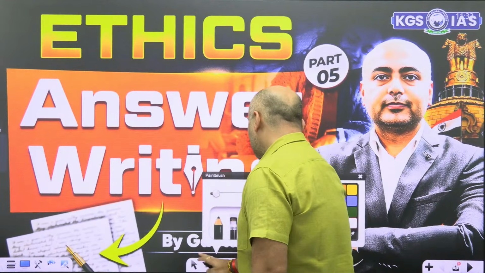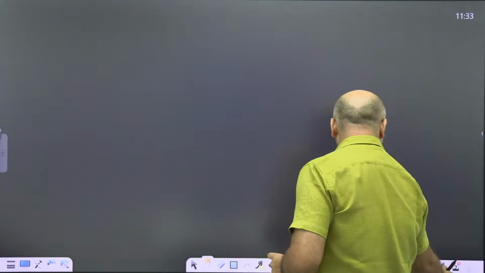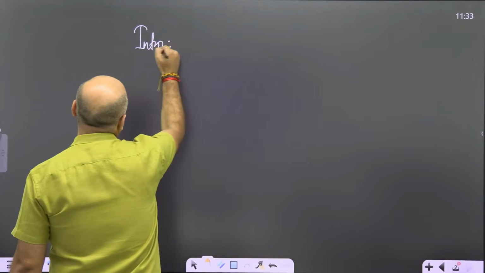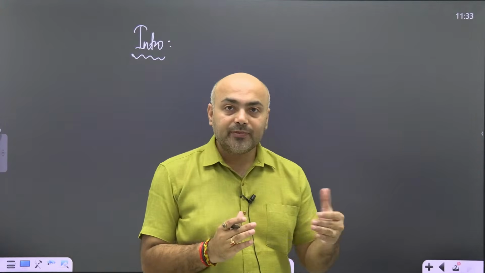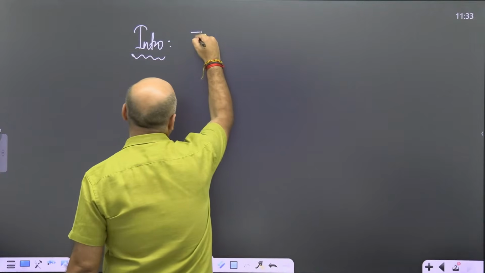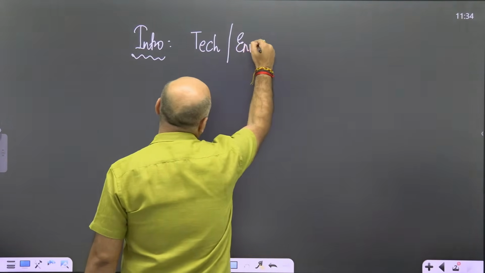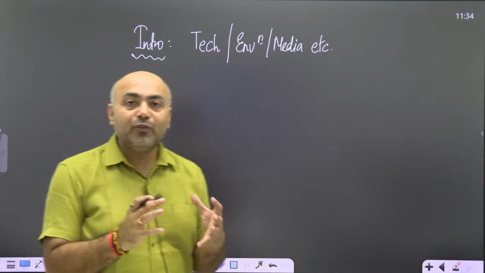We had seen that whenever a question is asked on applied ethics, we would be supposed to follow a specific pattern. And what would be that pattern? When it comes to the introduction of my question, there would be an explanation of what it is, that means which aspect of applied ethics we are talking about. It could be related to technology, environment, media, etc. So the very first thing that we have to talk about is this aspect.